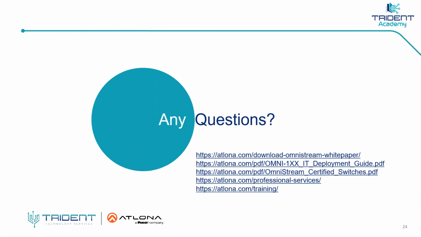Another question: when is AV over IP recommended over HD-based? Correct. That's a very valid point. So as a sweet spot, typically we take 16 by 16. So if your requirement is either having more than 16 inputs or more than 16 outputs, you should definitely look into AV over IP because it might be more cost effective from the start.